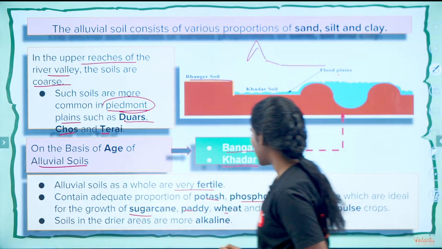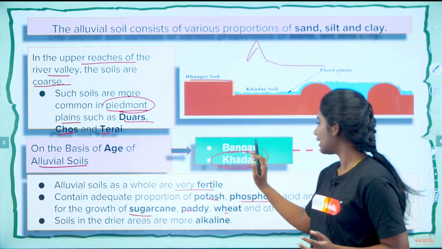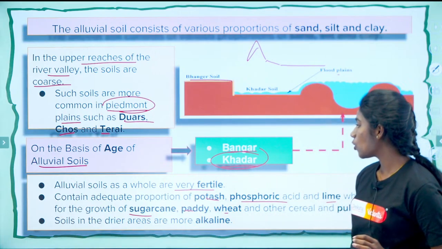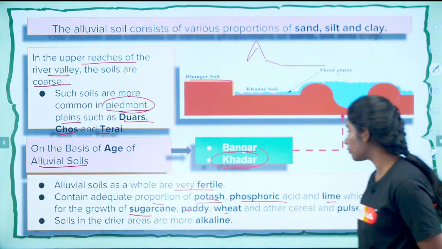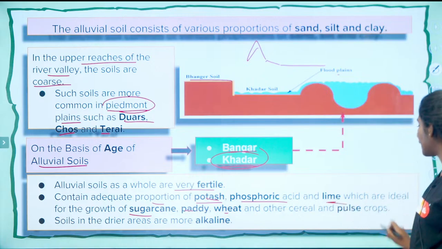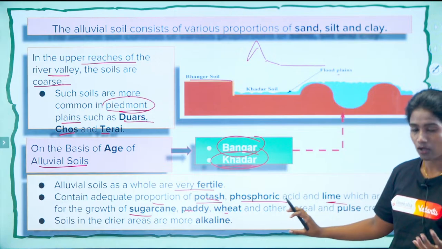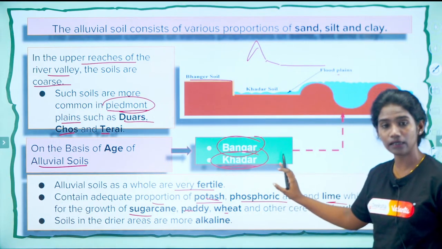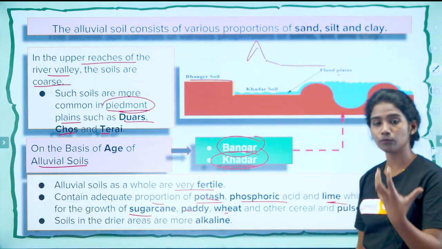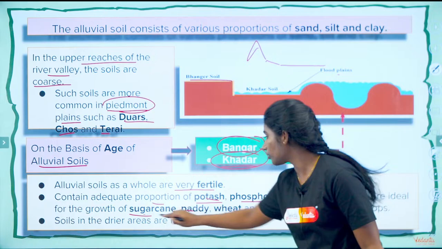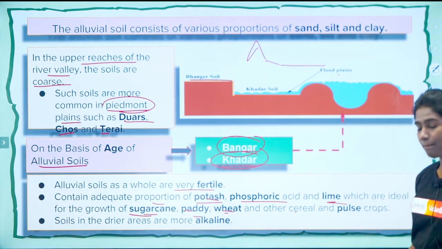So this alluvial soil, I told you, the khadar soil is very much fertile. Therefore this soil has adequate proportion of potash, phosphoric acid and lime in it, whereas bangar soil has calcium carbonate. This composition is present in khadar soil, which is a new alluvial soil that is more fertile. Therefore, it can support the growth of sugarcane, paddy, wheat and other cereals and pulses.